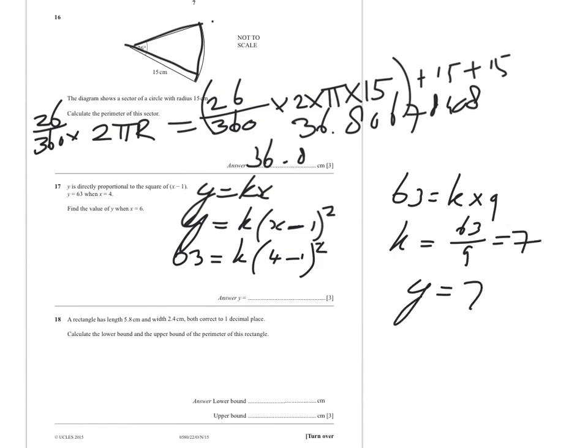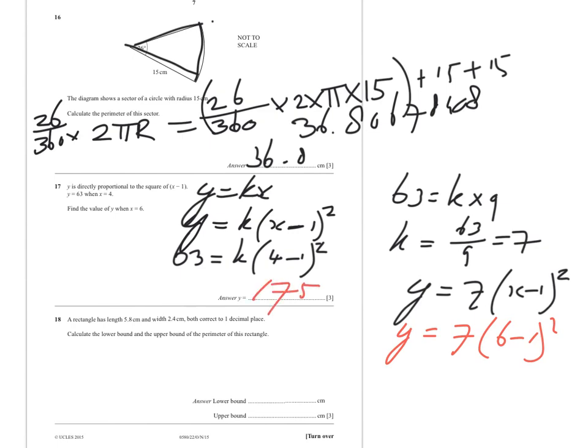y equals 7 times (x minus 1) squared. Okay, and now we found the formula, and then we're going to find the value of y when x is 6. So the final thing you need to do is substitute 6 for x. So that is 5 squared, 25 times 7, 175.